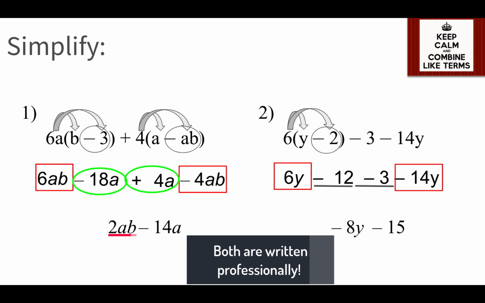You might go, Ms. Kluver, 2ab, why is that coming before 14a? I feel like alphabetically, wouldn't it just be a first? Since our first term, 2ab there, do you see that? Since it has two variables in it, it actually has more exponents that are part of the problem. So therefore, when you think about the highest exponent first, that one takes the spot because it has more variables involved.